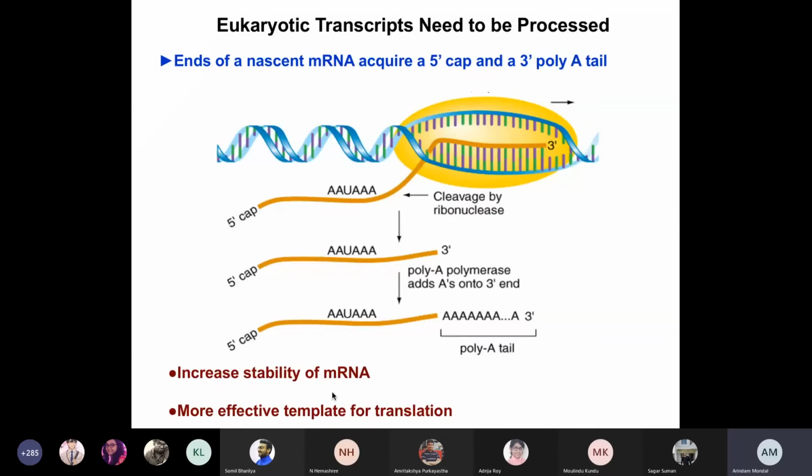Okay, but that's why, if it recognizes that there is a 5' cap, because at the 5' portion in the cap structure there is a GTP which is in the opposite orientation.